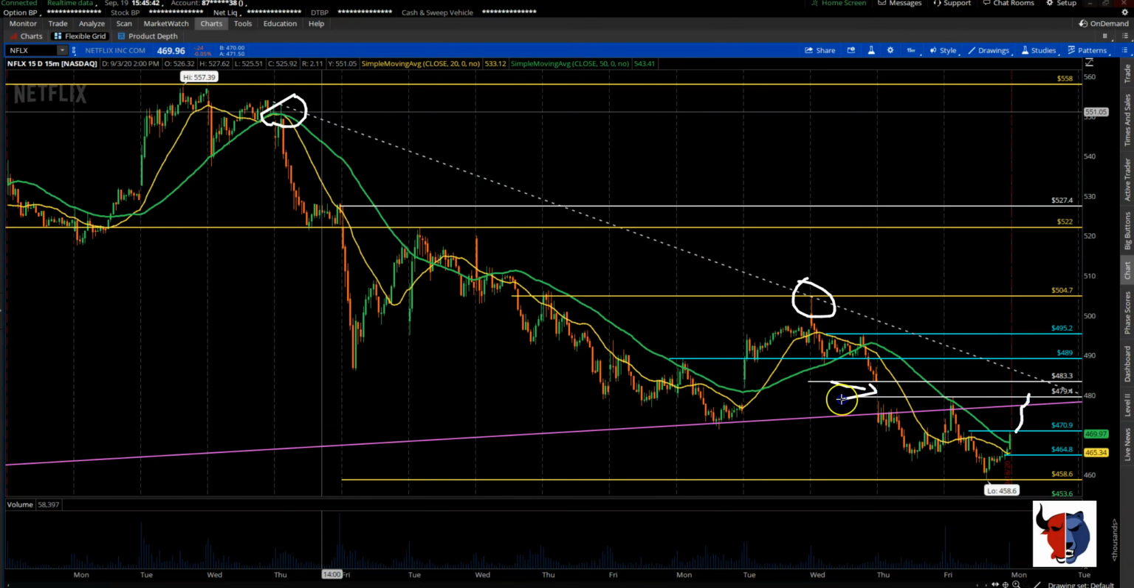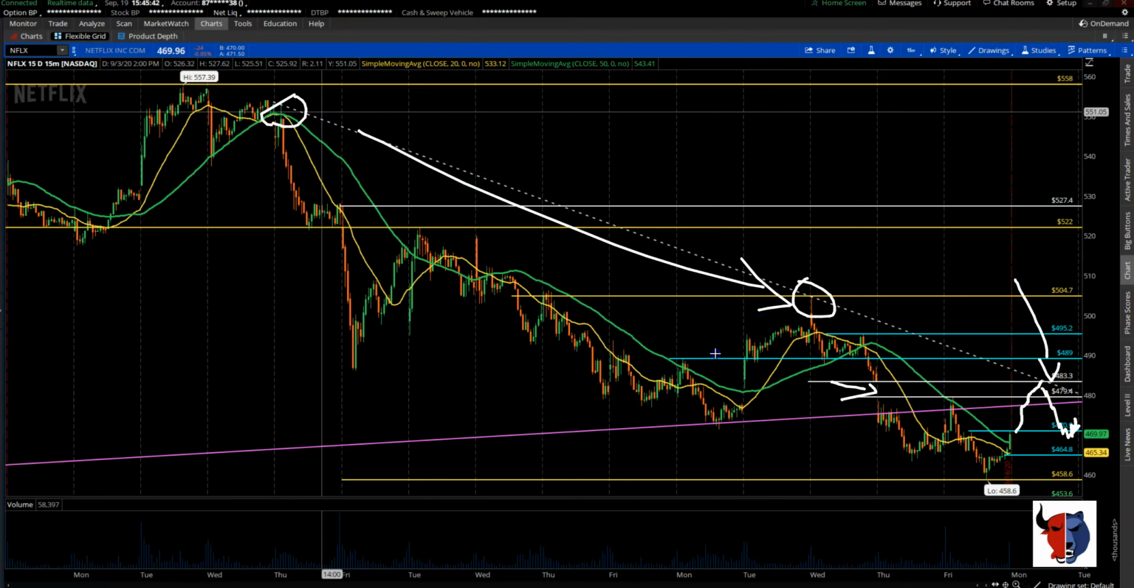all the way to the 483.3 area, I can consider a short right here for some retrace back towards 470 or 479, I mean 465 area, all that stuff, because that could be a good risk and reward, because the major trend is still down.